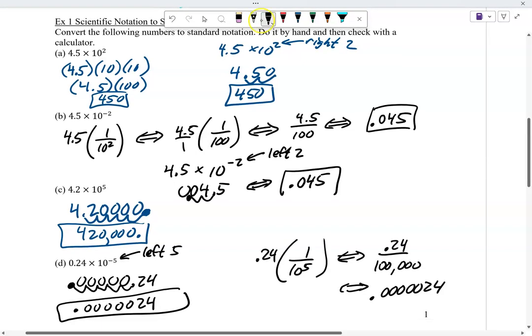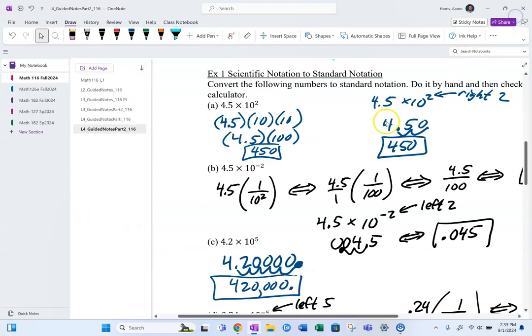And so you can check these. Feel free to check them with your calculator. I would like you to do them by hand first. Then go ahead and check it with your calculator.